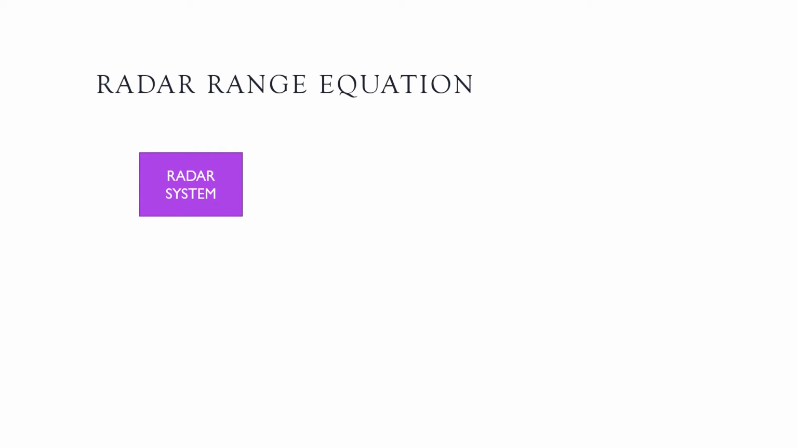First of all, we have a radar system, and this is the antenna. We also call it the TR antenna. You know about the transmitter receiver antenna, or we can say TR antenna. Here, the transmitter receiver antenna is this.